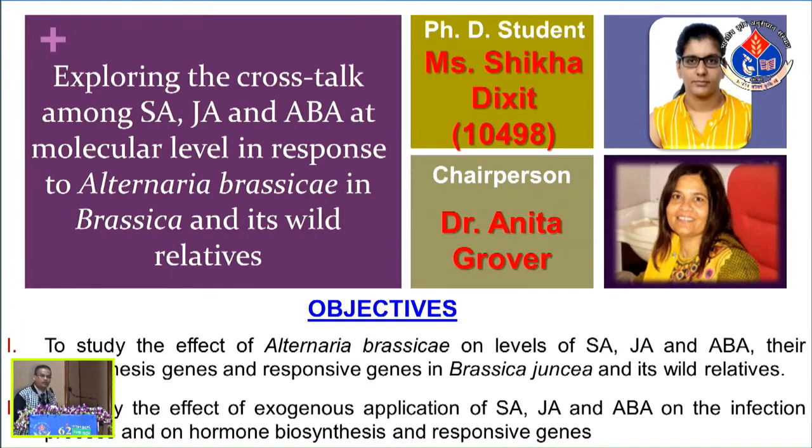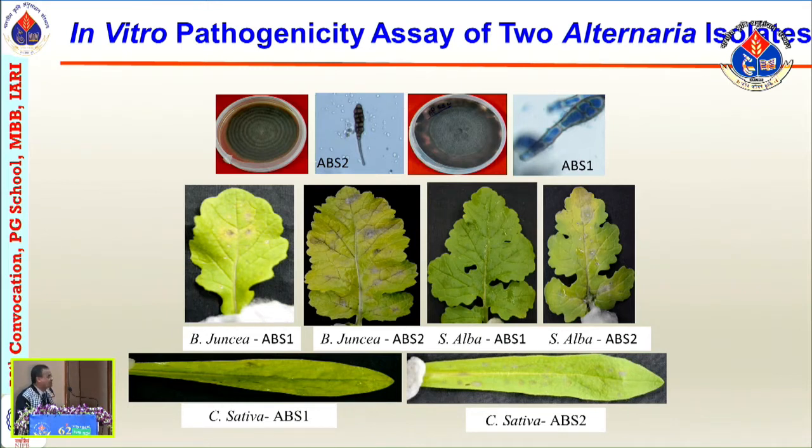Ms. Sikha studied the response of 3 different genotypes, Brassica juncea, Sinapis alba, and Camelina sativa, upon Alternaria infection, and also the exogenous application of salicylic acid, jasmonic acid, and ABA, at pathogenic, histological, biochemical, and molecular levels. Based on her pathogenicity screening of different Alternaria isolates, she could find one particular isolate, ABSP2, which was more virulent on these 3 hosts.